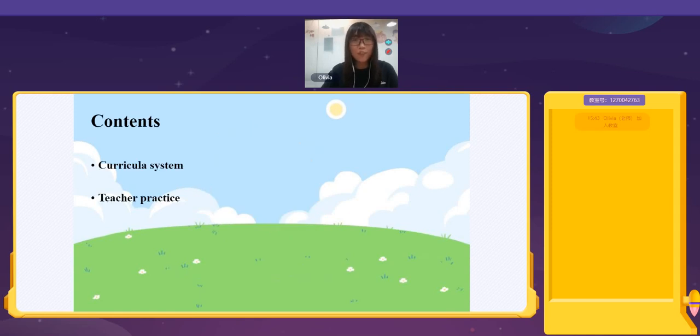As you can see from the screen, the first slide is our contents. It's divided into two parts. The first one is the curricular system, and the second one is teacher practice. So let's start with the first one, the curricular system.